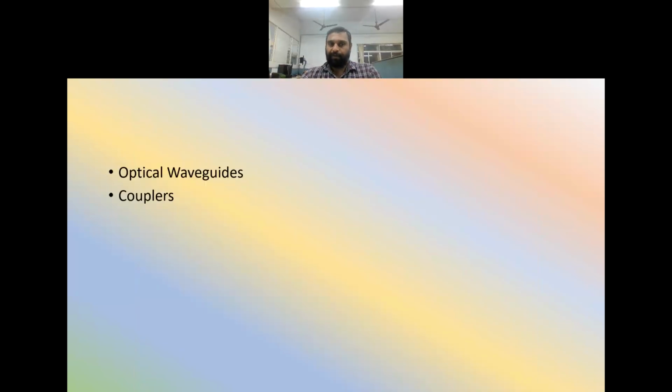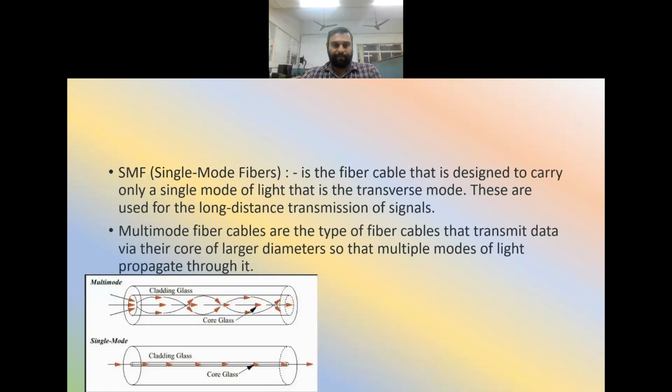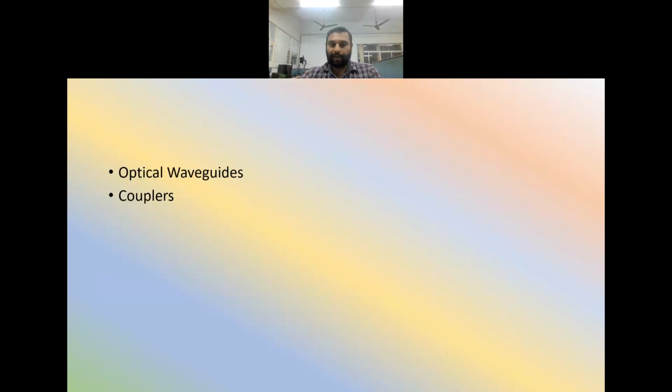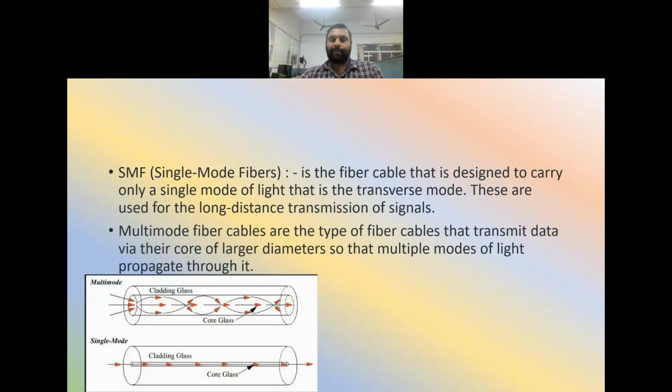Now we will come to the optical waveguides and couplers. There are different kinds of optical waveguides, different shapes are available, and different kinds of couplers are there, that is, how we are coupling the light into the fiber. There are different categories, like end-butt coupling, free space coupling, etc. Now we will see what the different types of optical fibers are.